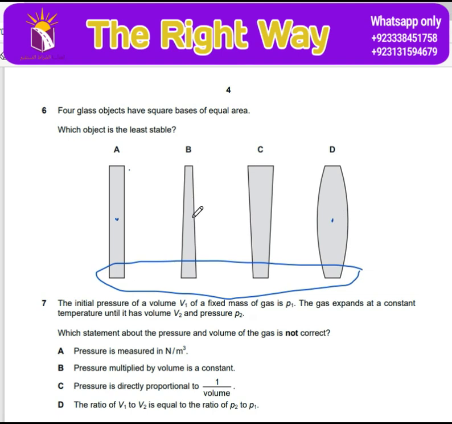For B, most of the mass is below this line, so its center of mass will be down here somewhere. But for C, most of the mass is above this line, so the center of mass will be above this line. So the one with the center of mass above the line will be the least stable. So C is the right option.